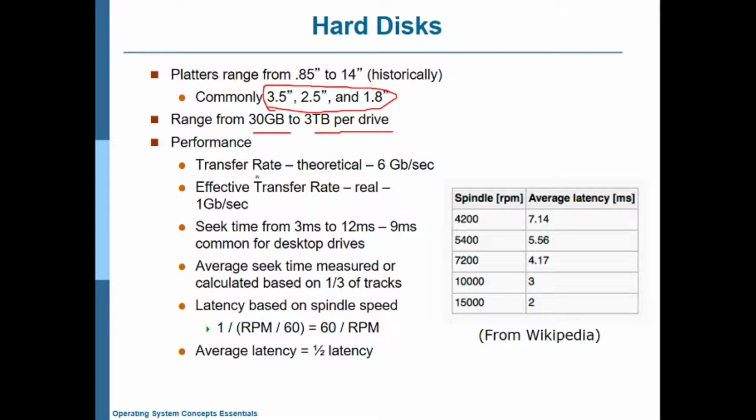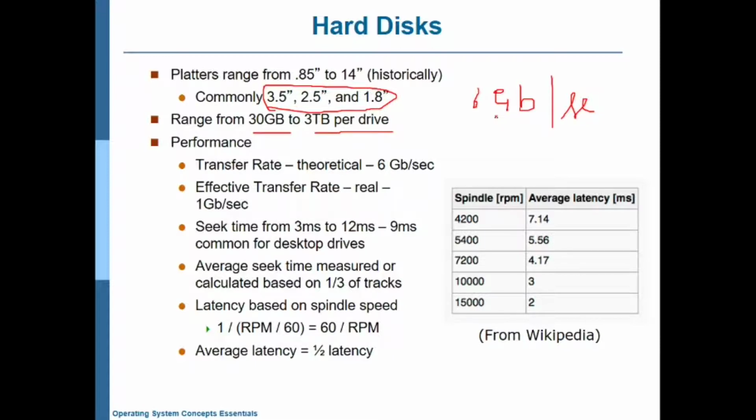For performance, the transfer rate would theoretically be 6 GB per second. You can transfer data to the hard disk at 6 GB per second. Effectively, the transfer rate is really about 1 GB per second.